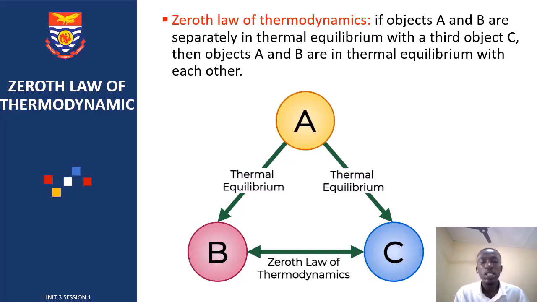So here we can state the zeroth law of thermodynamics as: if objects A and B are separately in thermal equilibrium with a third object C, then we can say that objects A and B are in thermal equilibrium with each other.